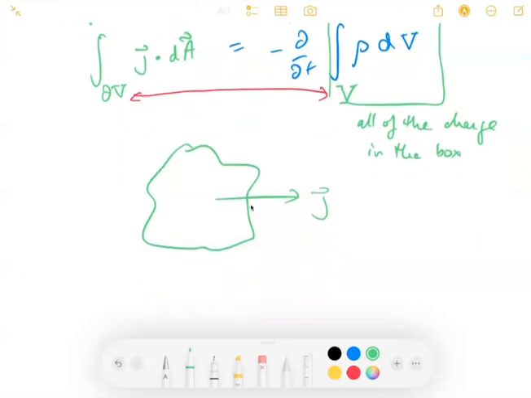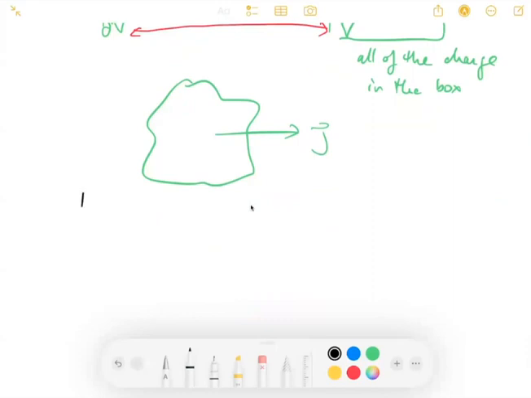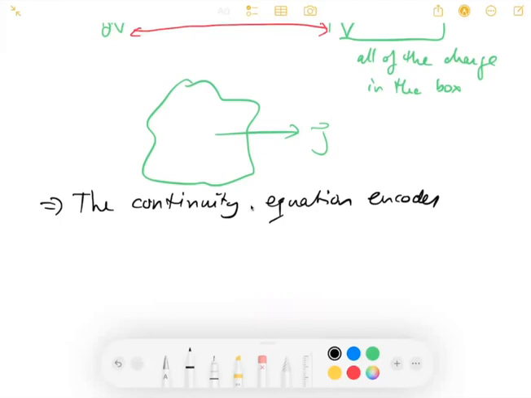So the continuity equation encodes that charge is a conserved quantity.